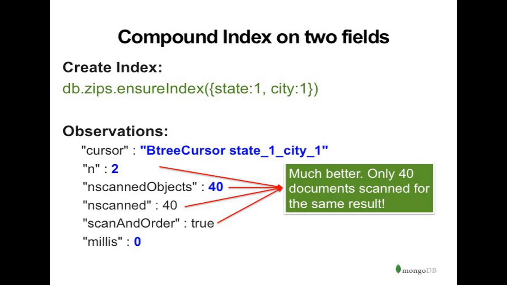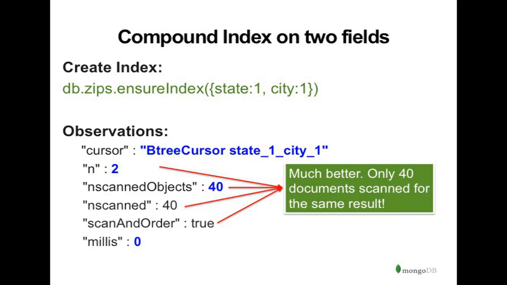So I can define an index on multiple fields. Let me add another field to this index, city, in ascending order. The syntax is shown in green. With this, my observations are I'm still using an index, but this time MongoDB picked the state and city compound index. My documents returned is still 2, but the scanned objects, which indicates how many documents were visited in producing the result, has gone down from 1596 in the previous single field index to just 40. And the nscan, which is how many index entries I visited, is down to 40. And my millisecond response is now 0.